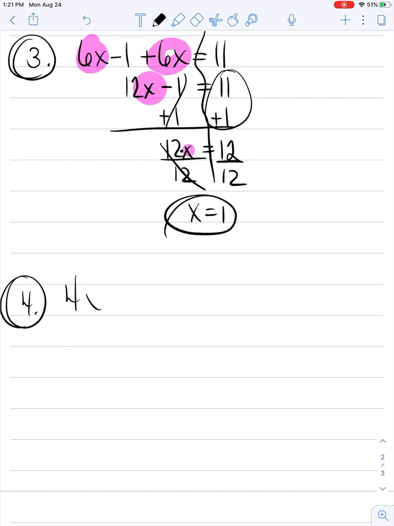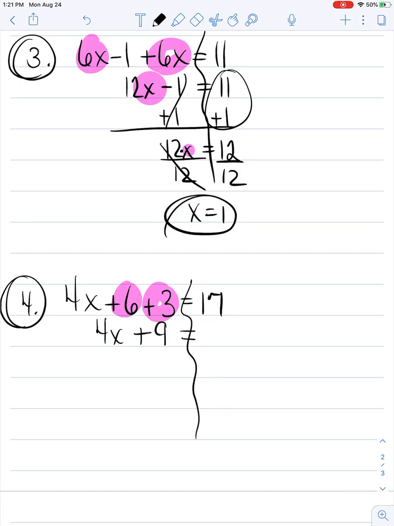Now let's try 4x plus 6 plus 3 equals 17. So I split my equation at the equal sign. Step 1, do I have like terms? Yes, I do. On the left-hand side, I have 3 and I have 6. So I'm going to combine those. So I have 4x, 6 plus 3 is 9, equals 17. So now I've got 4x plus 9 equals 17.